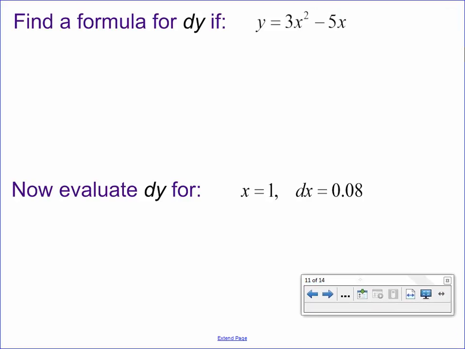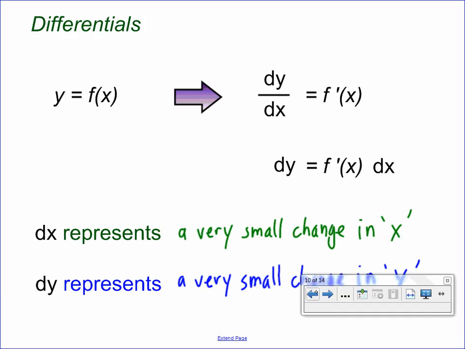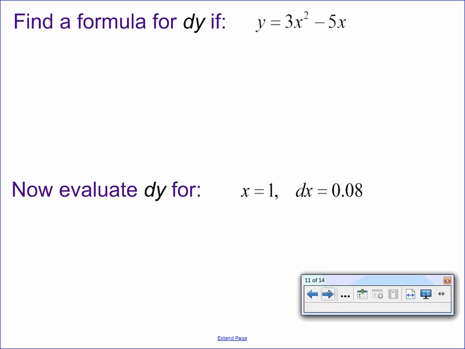So let's find a formula for dy, that is the differential, the anticipated small change in y, if my original function y equals f of x is given by 3x squared minus 5x. Well, in terms of my differential, that's easy. I can anticipate dy by taking f prime of x and multiplying by dx. dy is my dependent variable. It depends on f prime of x and dx, the independent variables. So let's go ahead and see what happens.